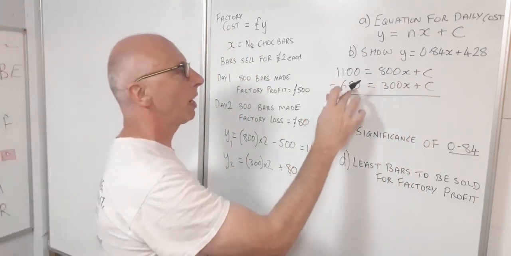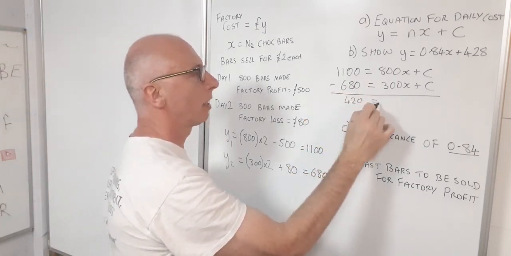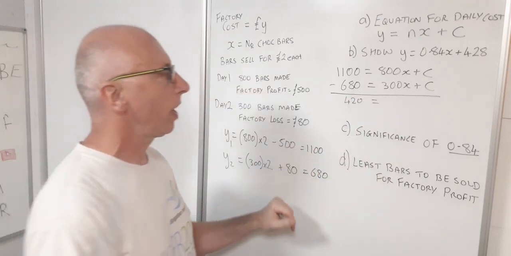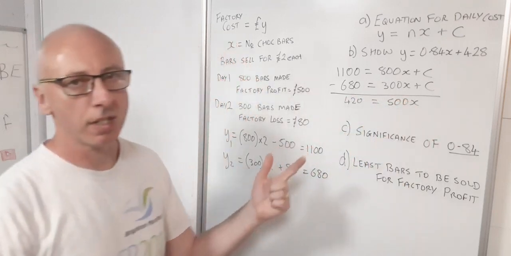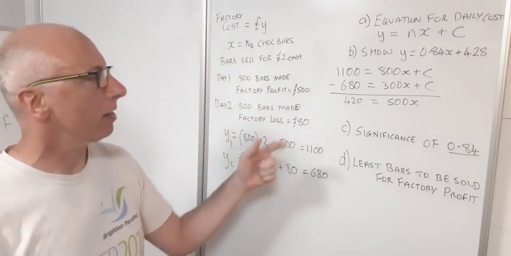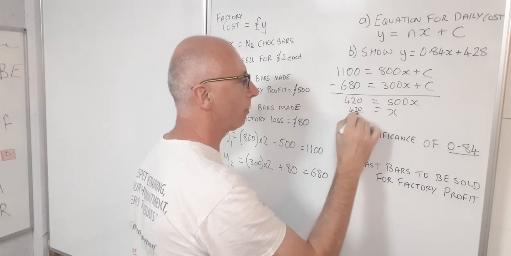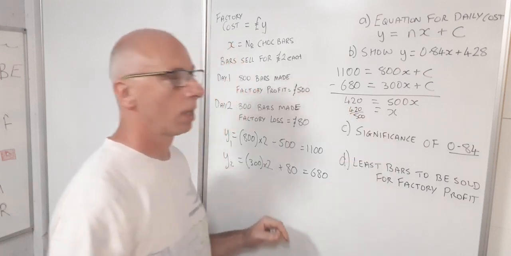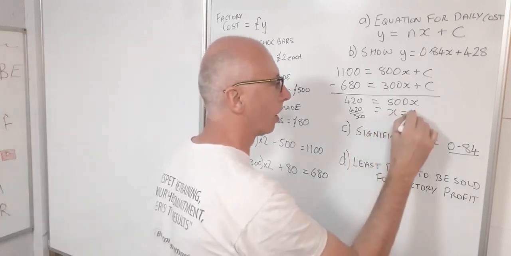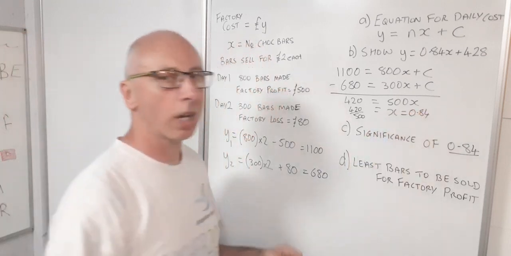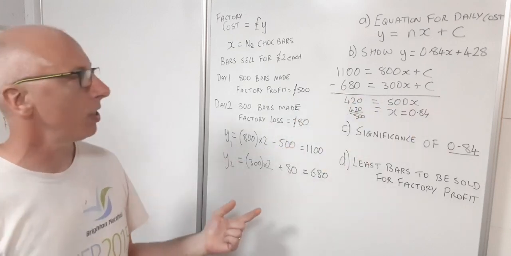So 1100 minus 680, that's going to give me 420. 800 minus 300 is 500, and that's 500X. The Cs cancel out. So therefore X equals 420 divided by 500. So therefore X equals 0.84. Okay. Now I can plug in 0.84 into one of these equations and then I can solve for C.